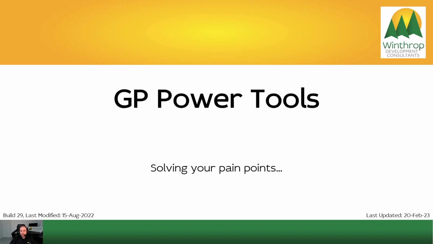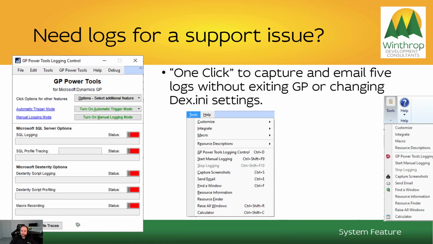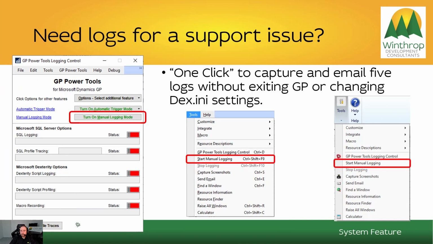The way we'll look at this is through a series of example issues and then show how GP Power Tools is able to resolve those for us. For example, if you've ever needed to capture logs for a support issue, you can now do that with GP Power Tools with a single click to start and a single click to stop, and it will capture up to 5 different logs, which can then be emailed to your support consultant or support partner.